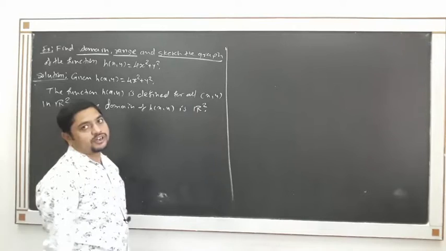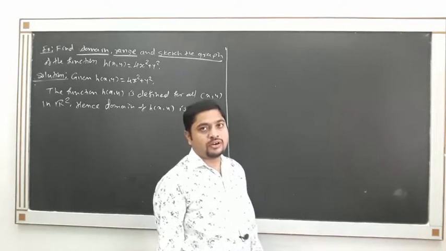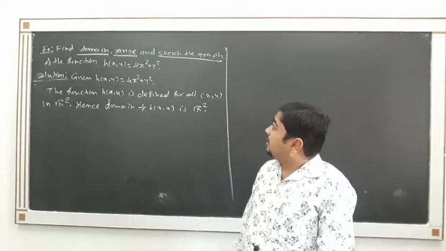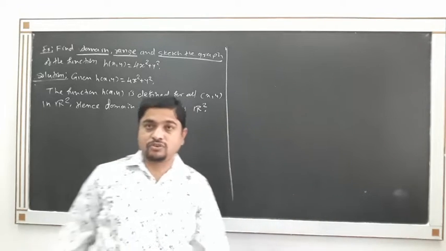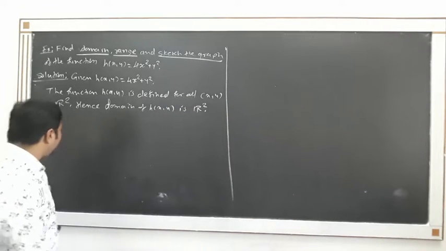So our first target is over. What is next? Next is range. So for range, what can we write?